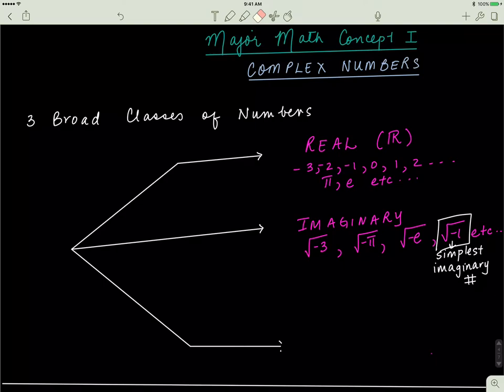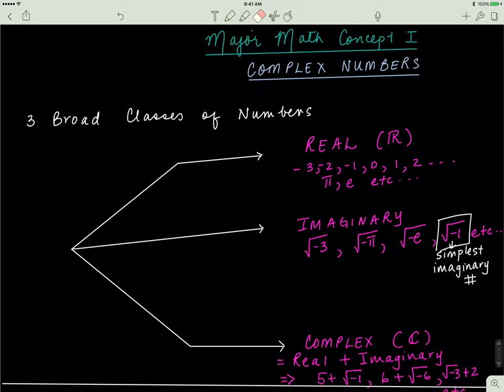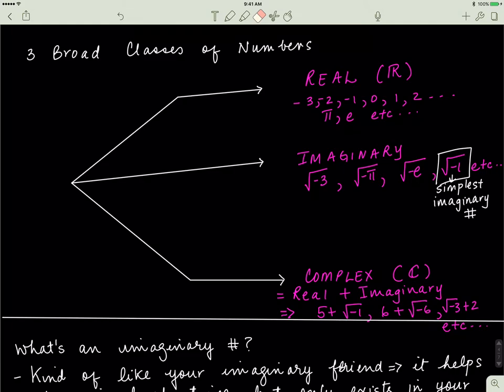Now, if I combine a real number with an imaginary number, if I add them or if I subtract them, then I get something called a complex number. So a complex number is basically just a real number plus an imaginary number, like, for example, 5, which is a real number, plus square root of negative 1, which is an imaginary number. So I call this the complex number, and I represent it by this weird-looking C.